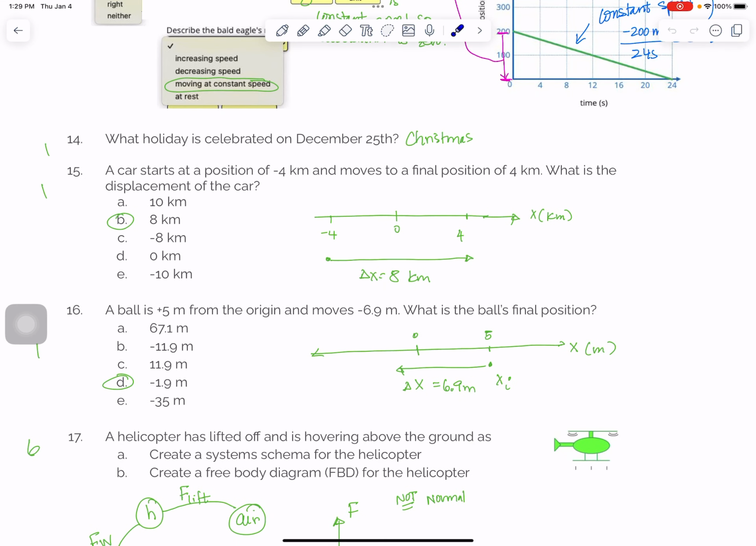What holiday is celebrated on December 25th? Christmas, worth a point.